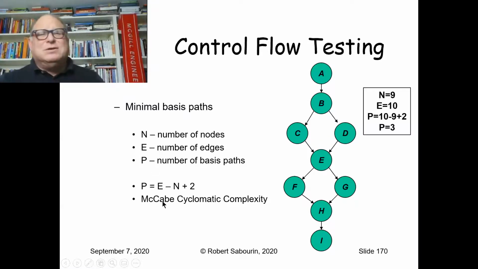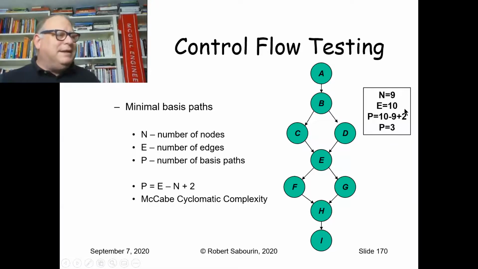But McCabe made this cute little equation here, which said that P, which is the number of basis paths, is equal to E minus N plus 2, where E is the number of edges, N is the number of nodes, and 2 is just a constant here. So if I take this picture here and I look at it, we have 9 nodes. So 1, 2, 3, 4, 5, 6, 7, 8, 9. We have 10 edges, 1, 2, 3, 4, 5, 6, 7, 8, 9, 10. So P, the number of basis paths, or the cyclomatic complexity, is 10 minus 9 plus 2, which is 3.